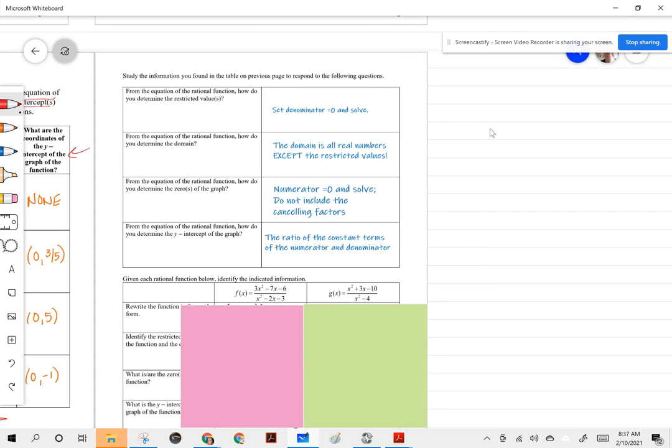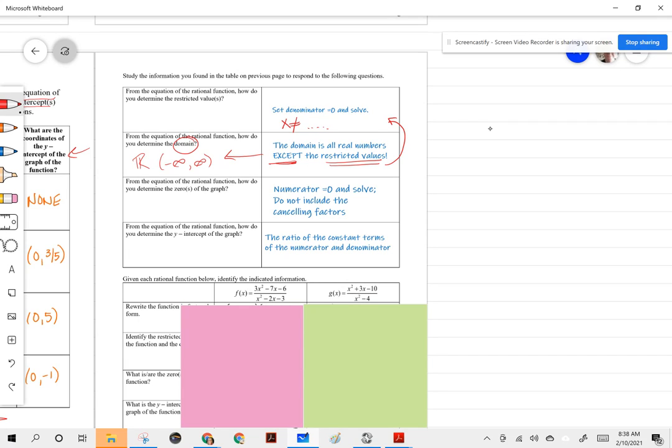All right, let's take a look. The restricted values are just simply found by setting the denominator equal to 0 and solving. Make sure you put your answers in the form of x cannot equal and then whatever value that is, okay? The domain is always going to be all real numbers, right? So negative infinity to infinity, except the restricted values. Wherever the restricted values that you found here, you need to include those in the domain.